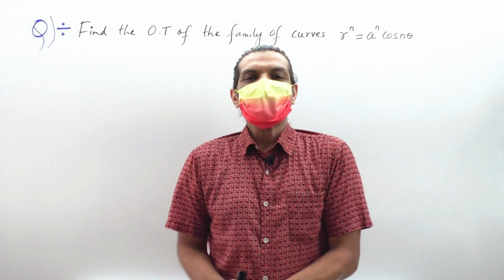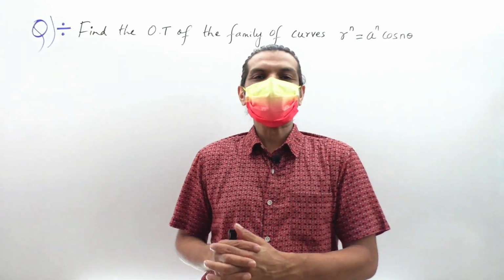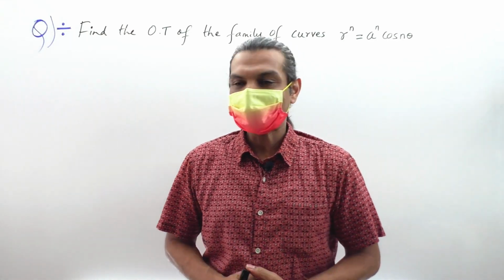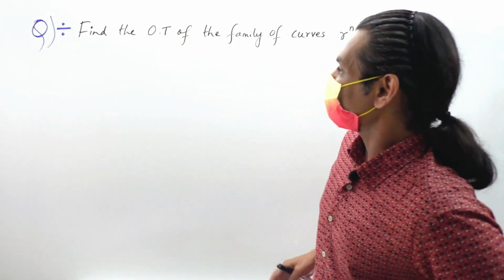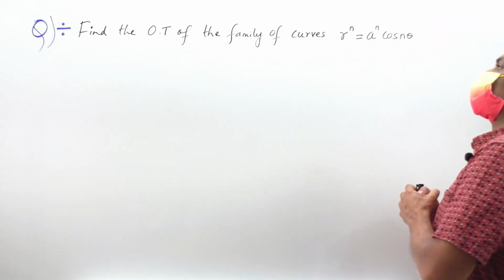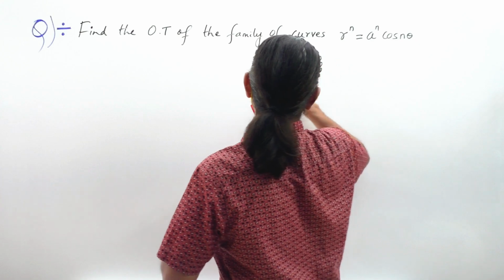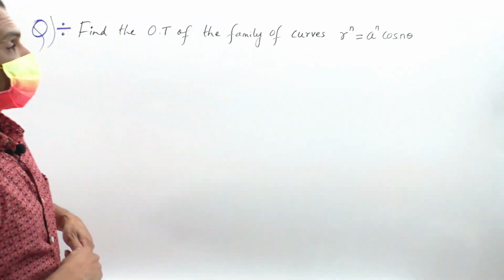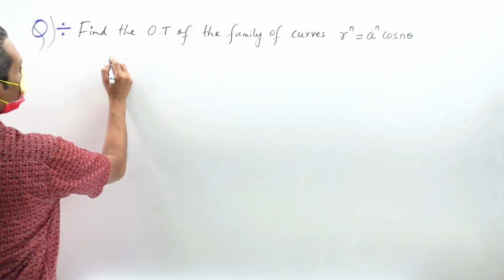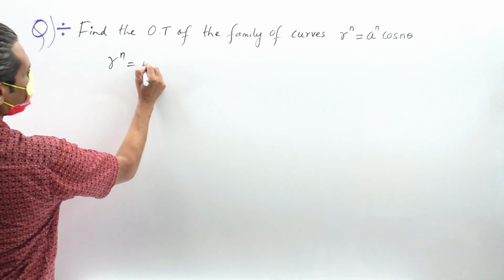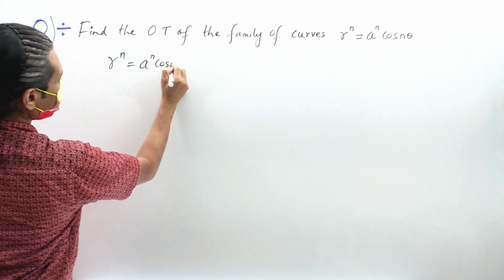So let's make the solution of orthogonal trajectories very easy and simple by solving some questions. The first question is: find the orthogonal trajectory of the family of curves r^n = a^n cos nθ. Let's first write the curve here. We have r^n = a^n cos nθ.